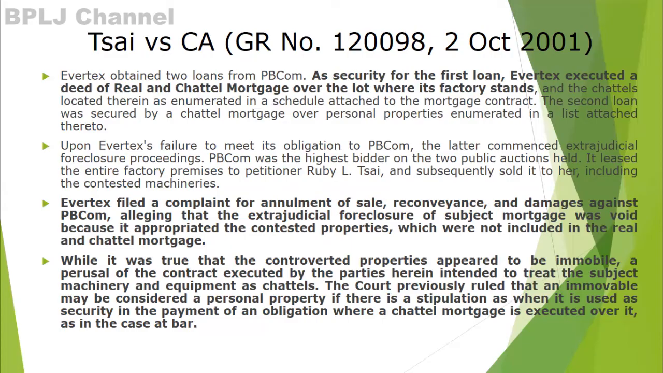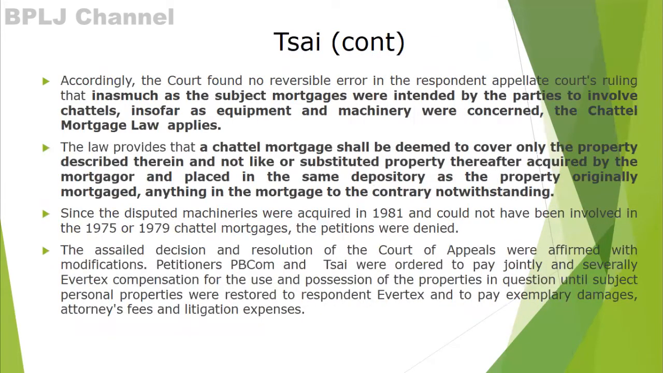So the court previously ruled that an immovable may be considered as personal property if there is a stipulation, as when it is used as security in payment of an obligation where a chattel mortgage is executed over it. So it is a reiteration again of the doctrine in Serg's Products. So Chua versus Court of Appeals: inasmuch as the subject mortgages were intended by the parties to involve chattels, insofar as the equipment and machinery were concerned, the Chattel Mortgage Law applies.